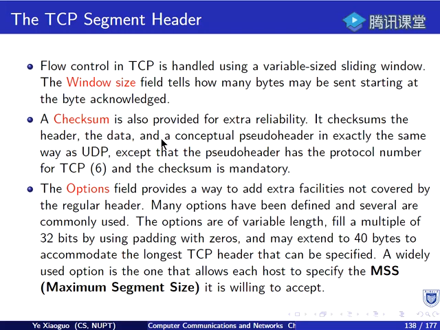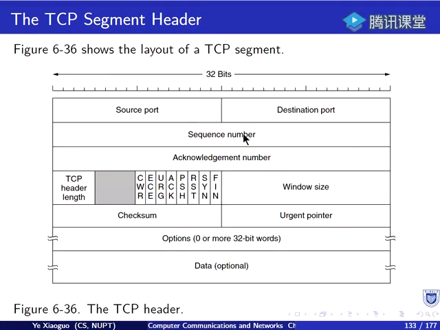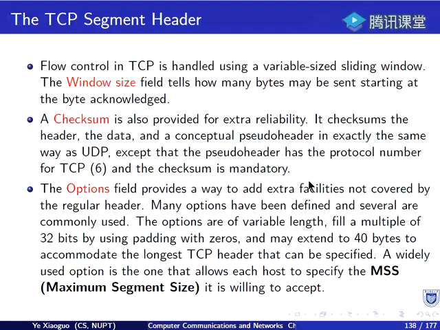Then, how does TCP provide flow control and congestion control? It depends on the sliding window mechanism. Flow control in TCP is handled using a variable-sized sliding window. The window size field here implements the function of flow control. This window size field tells how many bytes may be sent, starting at the byte acknowledged.